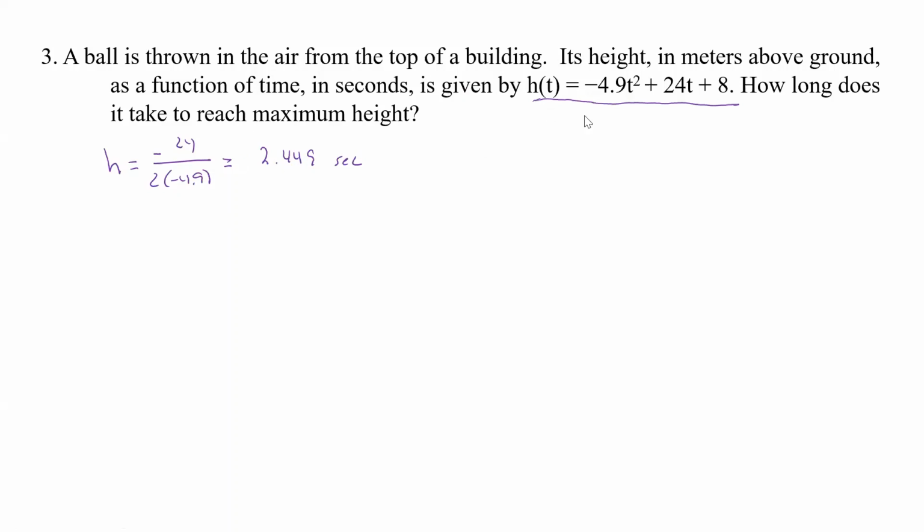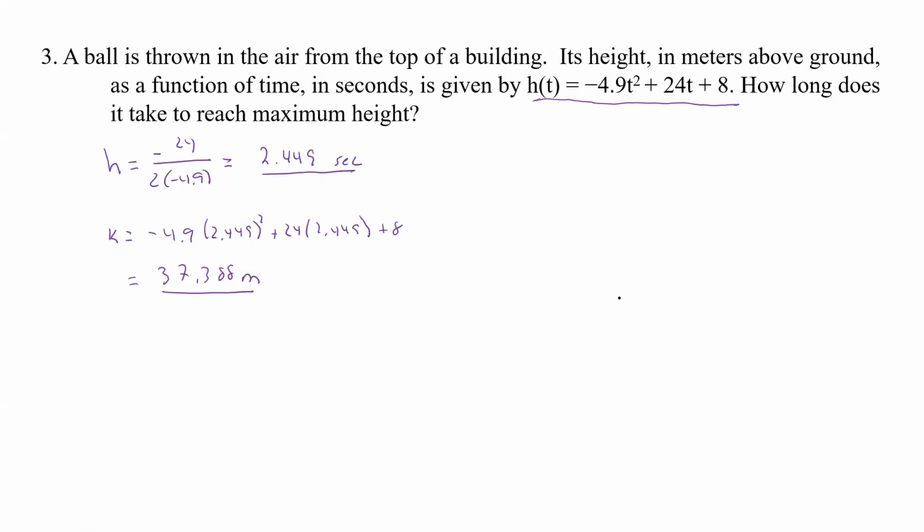Now it doesn't ask for it, but what we could do is we could plug in and find out what the maximum height is, and all we'd have to do is plug in for K. And so K is equal to negative 4.9 times 2.449 squared plus 24 times 2.449, and then plus 8. And if we do all that in our calculator, we should get about 37.388, and that's going to be in meters. And again, they don't ask for that, but that's going to be the maximum height at that time in seconds.